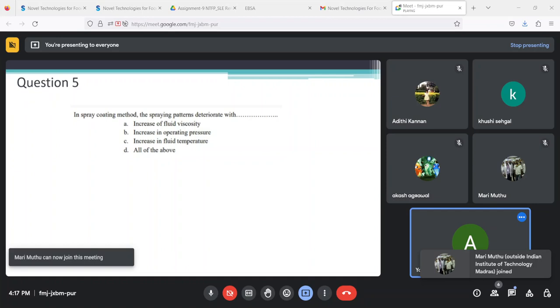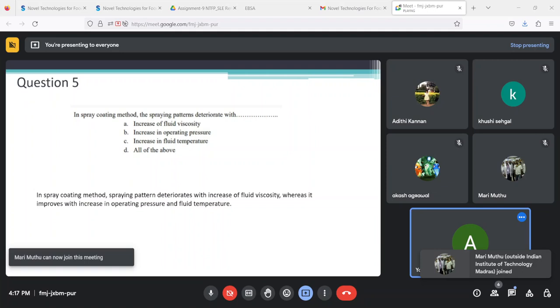When you're spraying a fluid material, you need to make sure that the fluid can be easily sprayed or easily spread also. So in that case, you want your fluid viscosity to be as low as possible. So an increase in fluid viscosity will actually deteriorate the spraying pattern. So A is correct, definitely. But when you increase the temperature and increase the pressure, it is actually easy to handle the fluid. In a fluid with increase in temperature, you have a decrease in viscosity.